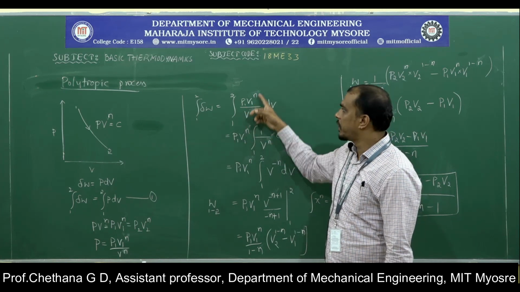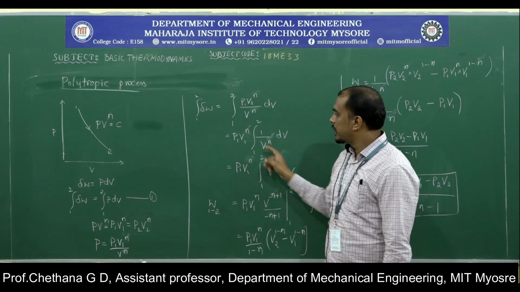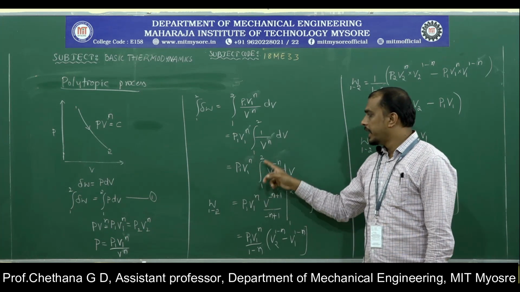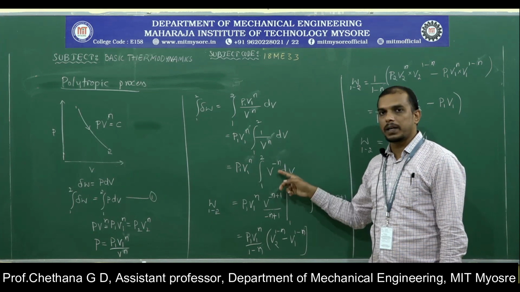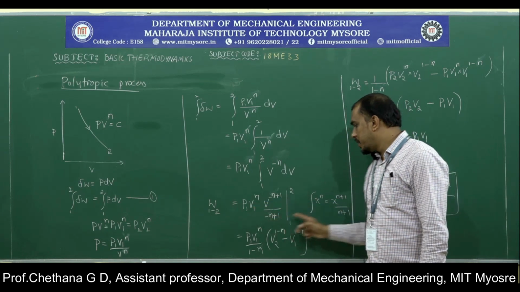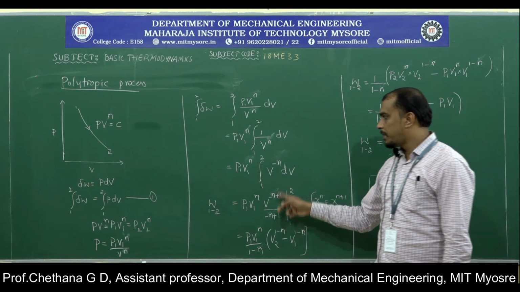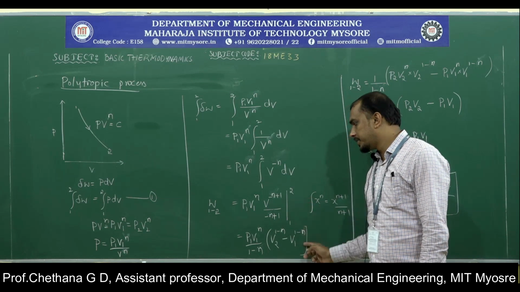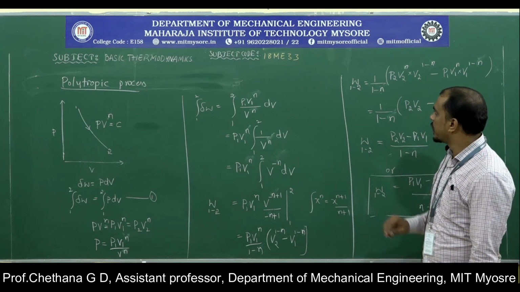What we will have is P1 V1 power n divided by V power n dV. This is constant, take it out, then this will be 1 by V power n. Then P1 V1 power n, integrate it. So in order to integrate, take it to the numerator, then V power minus n dV. We know that integration of x power n is x power n plus 1 divided by n plus 1. So V power minus n plus 1 divided by minus n plus 1. Substitute the integration limits, then it becomes V2 power 1 minus n and V1 power 1 minus n.